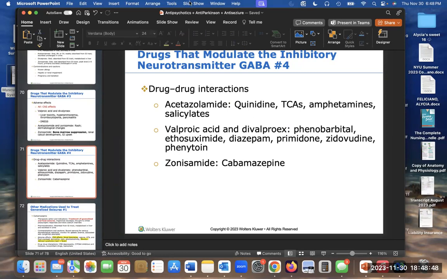I would just read these over for drug-drug interactions, like quinidine, TCAs, but a lot of these are either CNS depressants or salicylates, right? Like aspirin, right? Bleeding, acetazolamide and zonisamide can cause, especially zonisamide can cause bone marrow suppression. So, low platelets, bleeding, things like that, okay? And look at some of the other ones, diazepam, phenobarbital, primidone, phenytoin, all different types of CNS depressants and also seizure medications. So you're seeing a trend here.